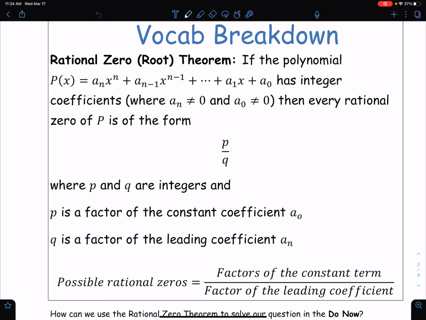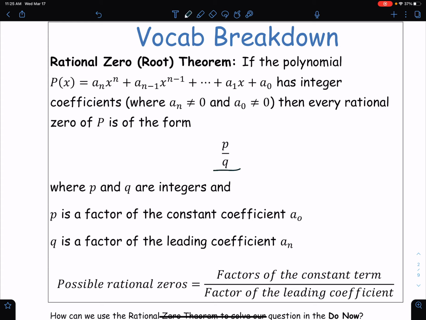So the rational zero theorem or the rational root theorem, you'll see it both ways. Alliteration, rational root theorem sounds a little bit better. If the polynomial p of x, just any random polynomial in general form, has integer coefficients, and a of n cannot equal 0, or else that's not the highest degree, because it'd be 0 times that number, then every rational zero of p has this form.